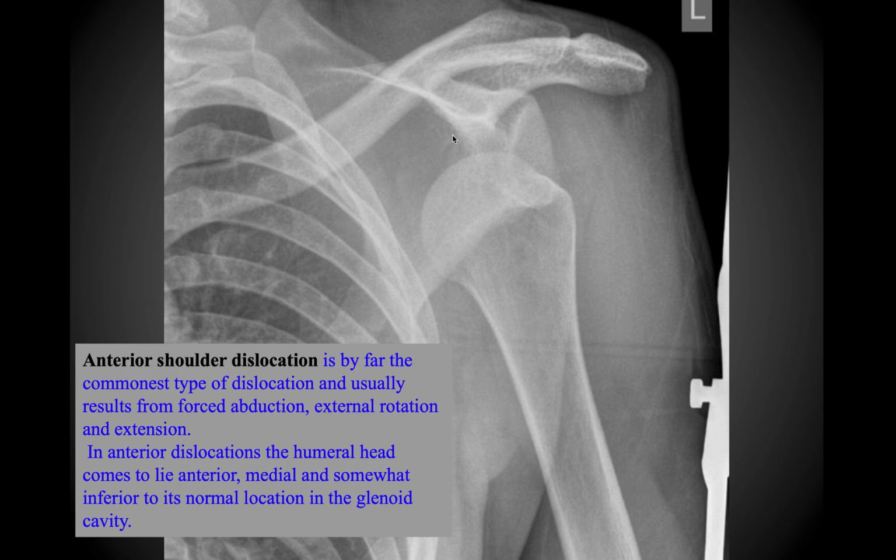Now in this case though, you'll note that you can see the glenoid fossa or the glenoid cavity, but the humeral head is not aligned with the glenoid cavity. And so this is indicative of an anterior shoulder dislocation. This is by far the most common type of shoulder dislocation, and it typically results when the arm is forcefully abducted, externally rotated, and extended. And in this case, what happens is the humeral head is going to be located anterior, medial, and somewhat inferior to the glenoid cavity. So that's exactly what this image here is showing, that it's lying in an anterior, medial, inferior position.